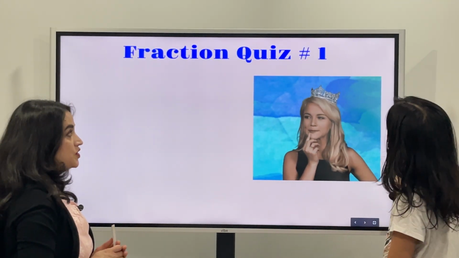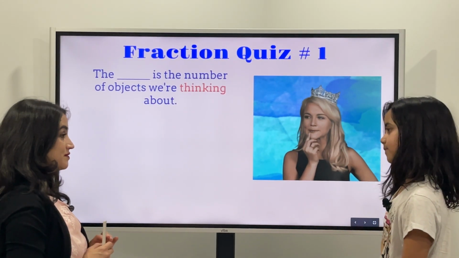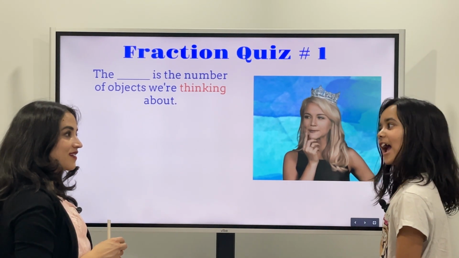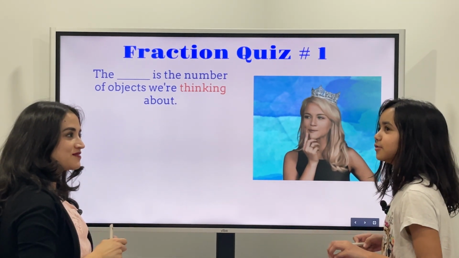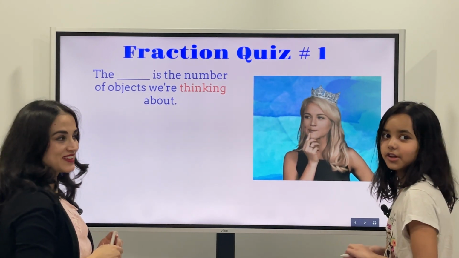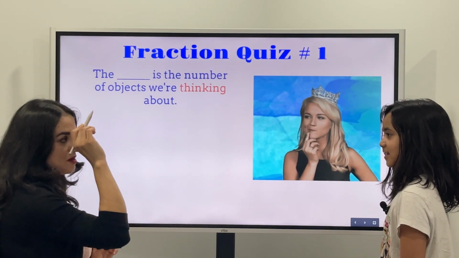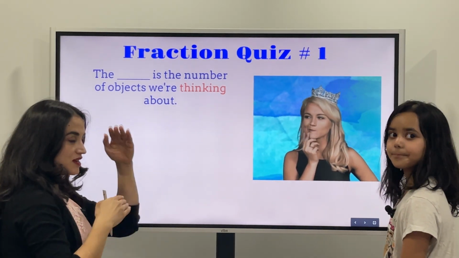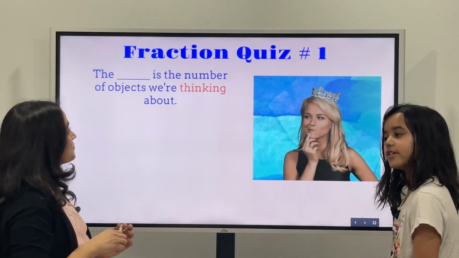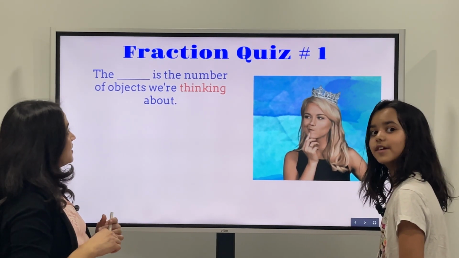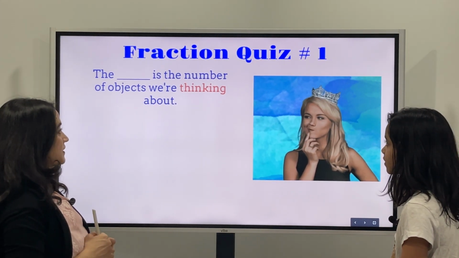Okay, so fraction quiz number 1. We have to think about the fraction. What is a fraction actually? What are the two main words for a fraction? The denominator is the total, and the upper part, the numerator, is what we are thinking about. A fraction has 2 numbers, one up and one down. Fill in the blanks: it is the number of objects we are thinking about.